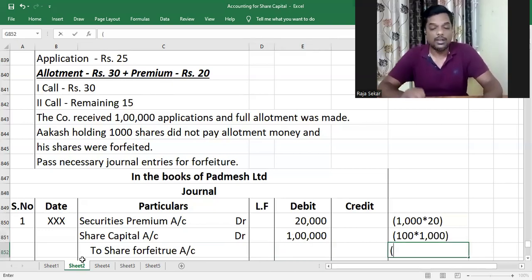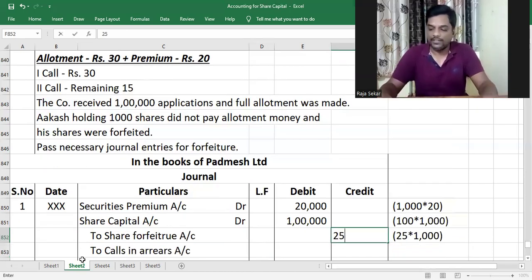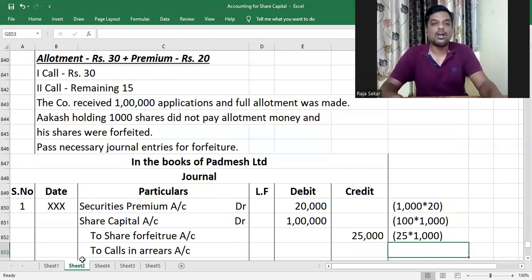Share forfeiture will be credited with the paid up value of share into number of shares forfeited. Paid up value is what, my dear children? Akash has not paid allotment money, so he would only have paid application money. So that is 25 into 1,000, which is 25,000 rupees.